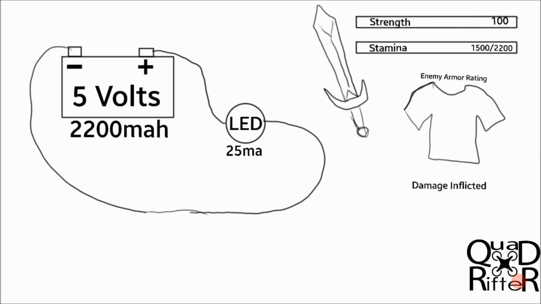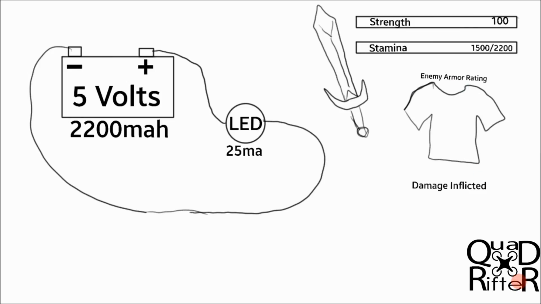The resistance, or the ohms, can be explained by the enemy armor rating. So whatever they're wearing, leather, iron, whatever crazy armor they want to wear or call it in the game, the resistance can be explained like that, and the damage inflicted would be your wattage.